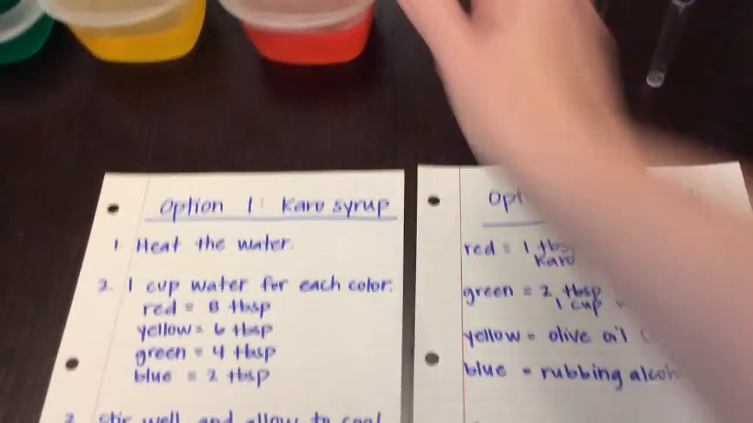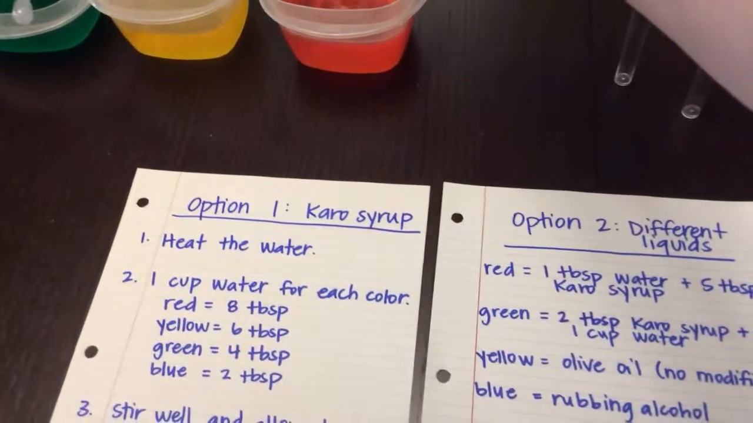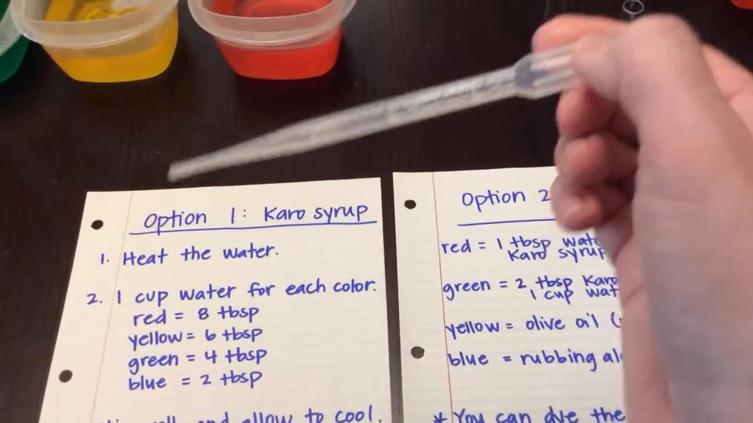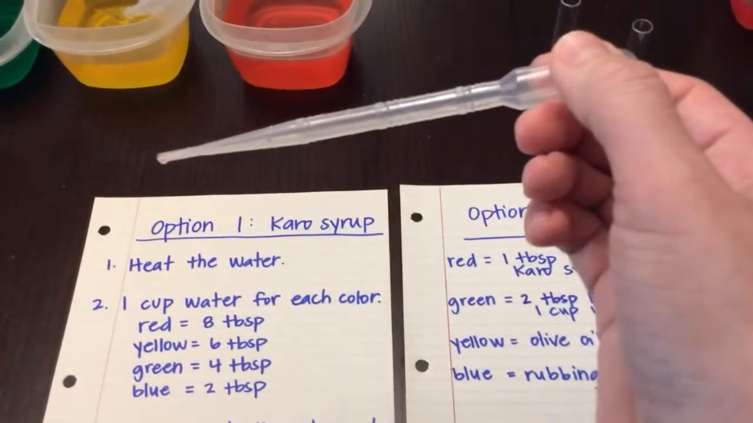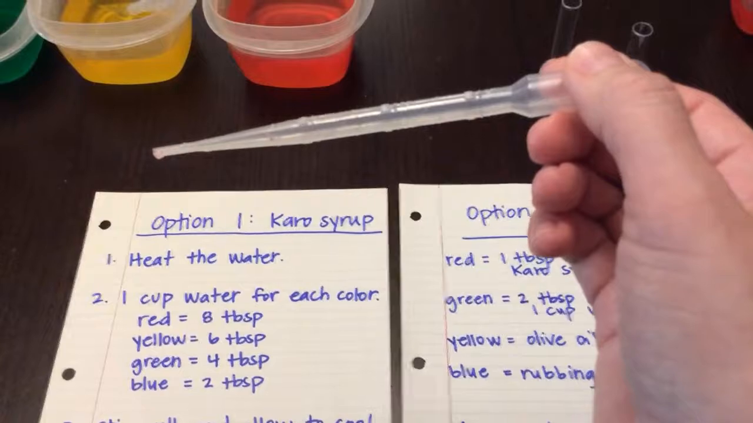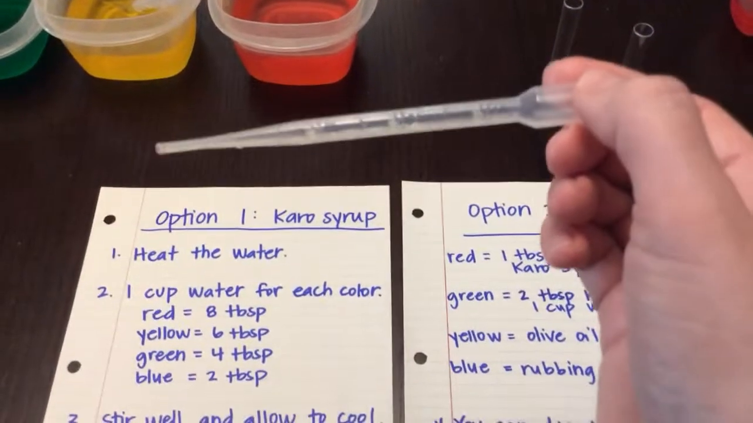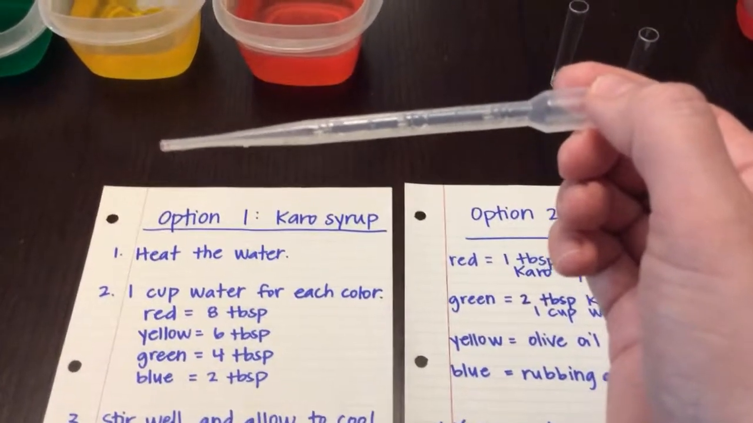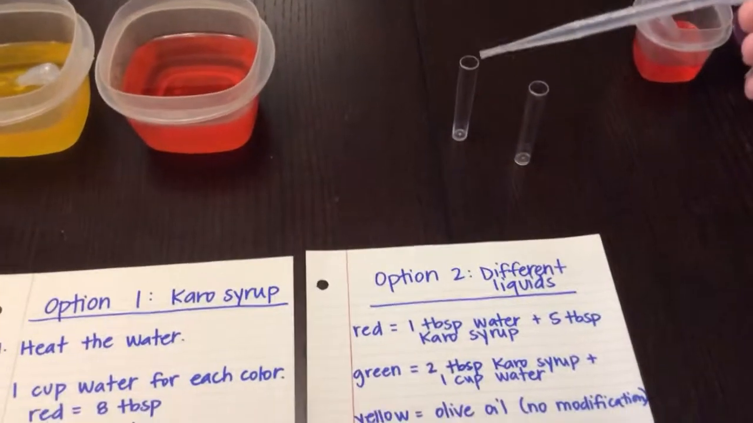And then we also bought pipettes, disposable pipettes. You can buy these online. You can also just use eyedroppers. Either one's fine. But you do need to use either an eyedropper or a pipette. You have to gently pipette the liquid in.